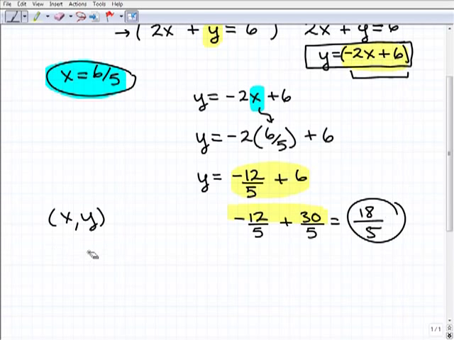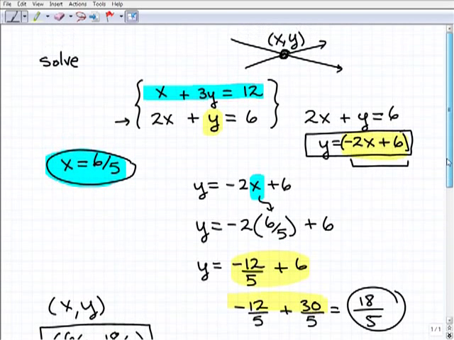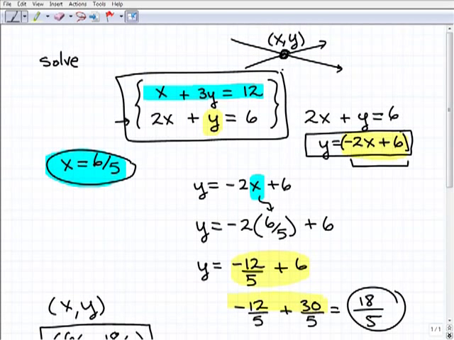So our solution would be 6/5 for x and 18/5 for y. Okay, so there you go. That is the ordered pair, the point on the xy plane where these two lines that make up the system would cross, or the solution.